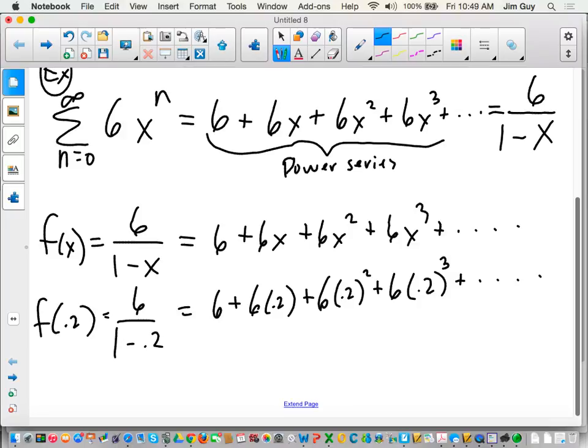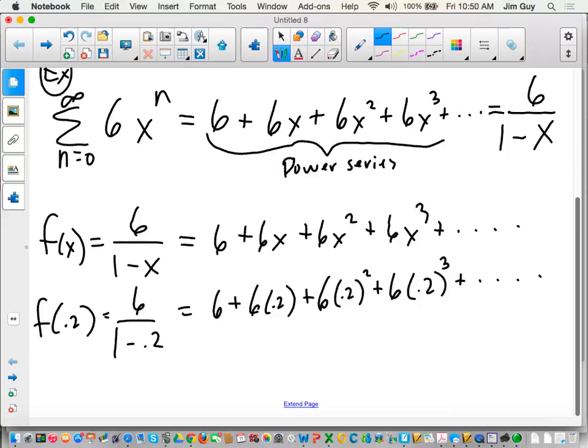This is just basic algebra, but when you have 6 times 0.2 squared, do you only square 0.2, or do you square 6 times 0.2? The exponent of 2 is only on the parentheses. Okay, so conceptually you get that so far. Does that make sense?